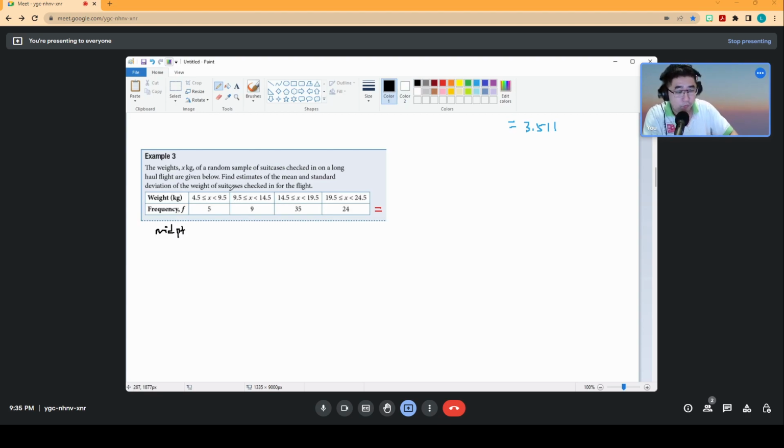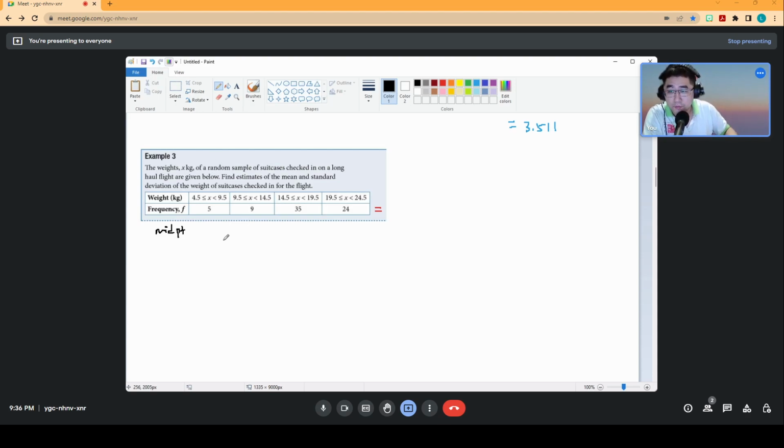Okay, so I have, let's see, reset. Okay, menu, statistics, one variable. Okay, shift setup, frequency on. So I am supposed to have the midpoint, so midpoint is 4.5 plus 9.5 divided by 2.